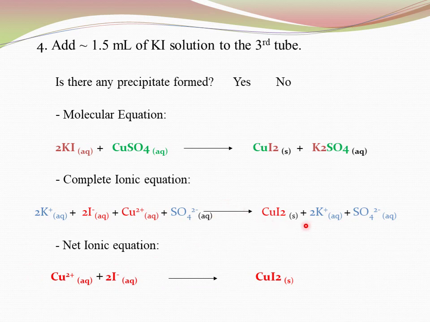Here in this reaction, the precipitate is copper iodide, and the spectator ions are potassium and sulfate. Potassium ion and sulfate ion are the spectator ions.